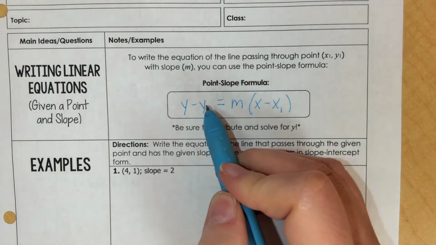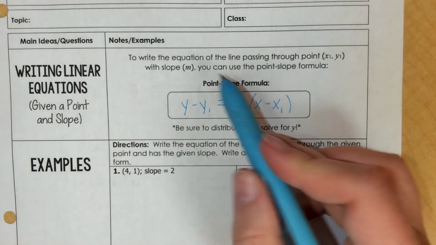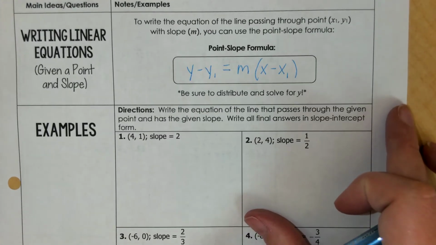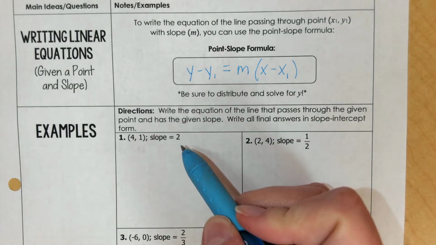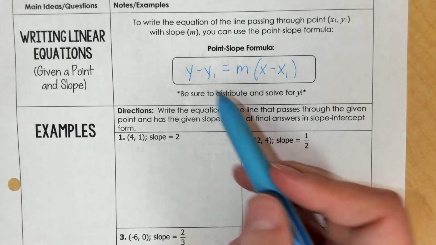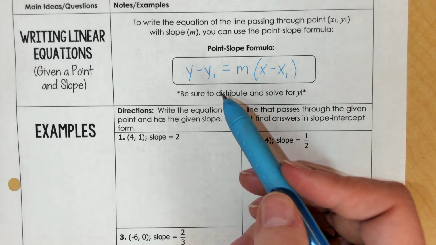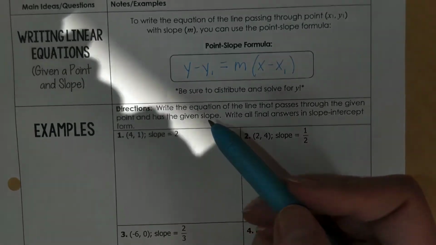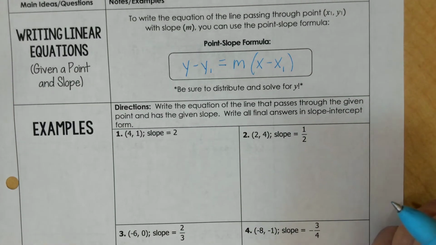The x sub 1 and the y sub 1 come from the point that you've been given, and the m is the slope that you've been given. Okay, so what we're going to do in this problem is plug those values in and simplify and get it into our slope-intercept form so that we can graph it. So when you're asked to graph or write an equation for one of these lines, we're going to get it into slope-intercept form, but we're going to start with the point-slope formula.